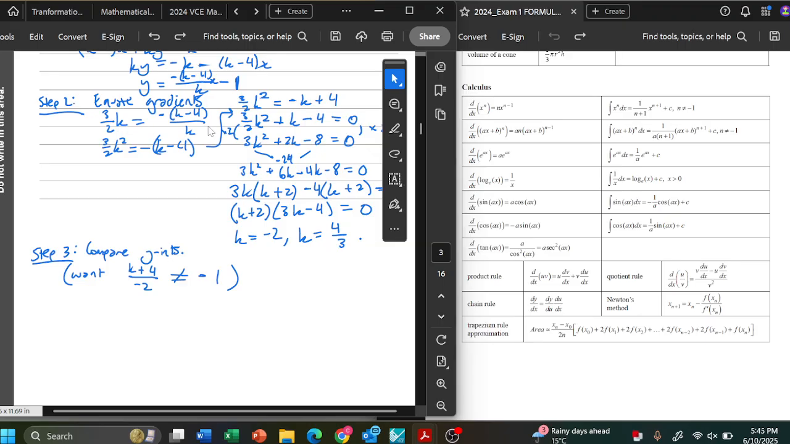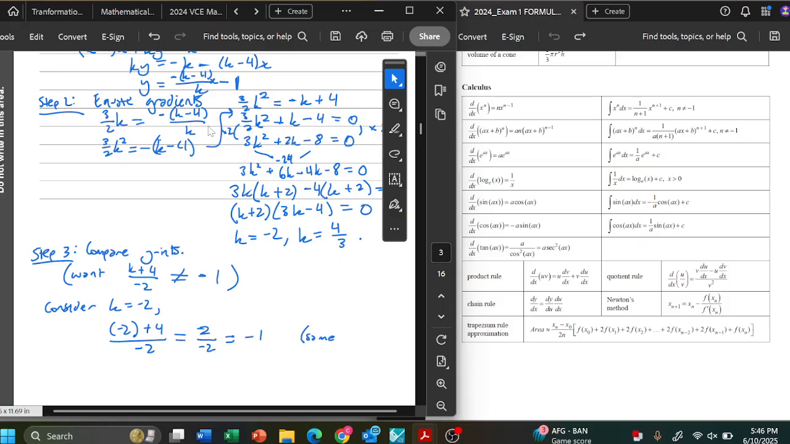Let's go with k equals -2 because it's probably a bit easier. So let's consider k equals -2. Putting that into this equation, we're going to get -2 plus 4 over -2. So -2 plus 4 is equal to positive 2. So positive 2 over -2 is actually equal to -1.